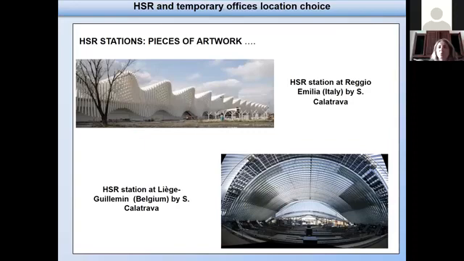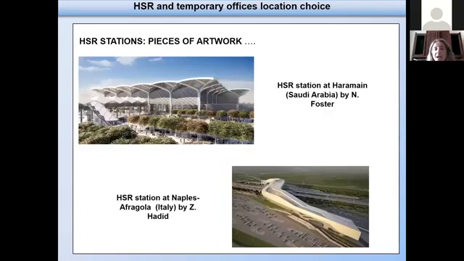Well, first of all, stations. High-speed rail stations are no longer considered as just nodes in a network, but this is an old story. They are places in an area, and beautiful places, wonderful pieces of artwork. I am fond of contemporary architecture. I'm fond of Calatrava. Look at these stations in Reggio Emilia. Look at the one in Belgium. They are fantastic. Look at Norman Foster, he's an English architect. Look at the one in Saudi Arabia. And of course Zaha Hadid. I'm afraid she's no longer with us. She died some years ago, but this is the Napoli Afragola high-speed rail station in my town.